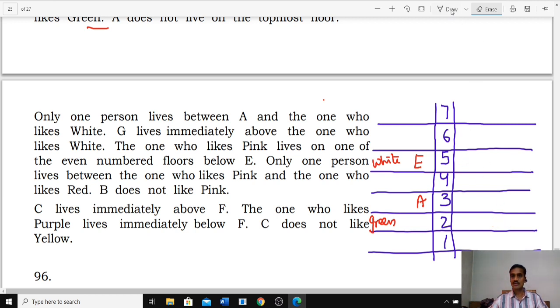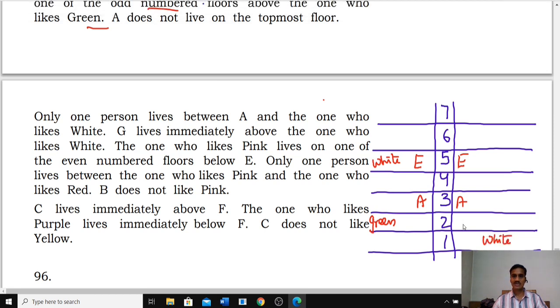Done with this? Now, E is here, A is here, and green. One person between A and the one who likes white. A and white. White is here. Together white. Whatever this green, green must be at this place, because there are 2 persons between E and green. Then, only one person is between A and the one who likes white color.